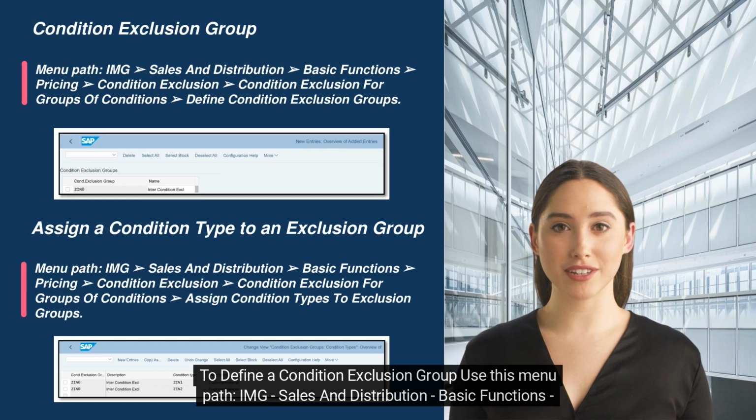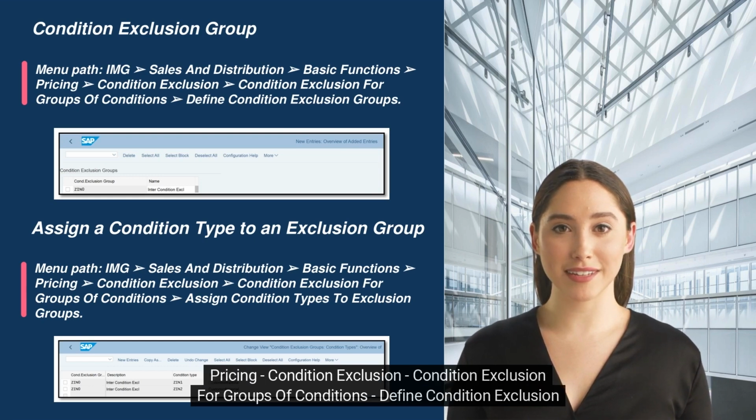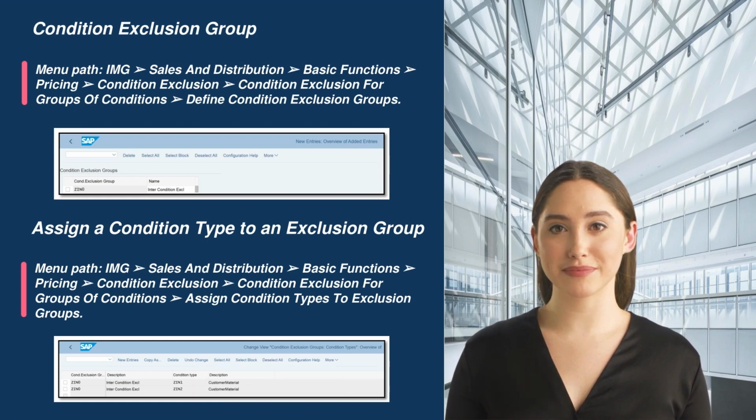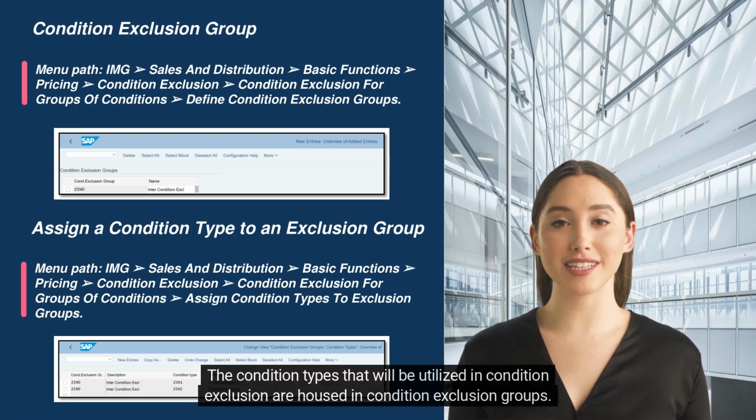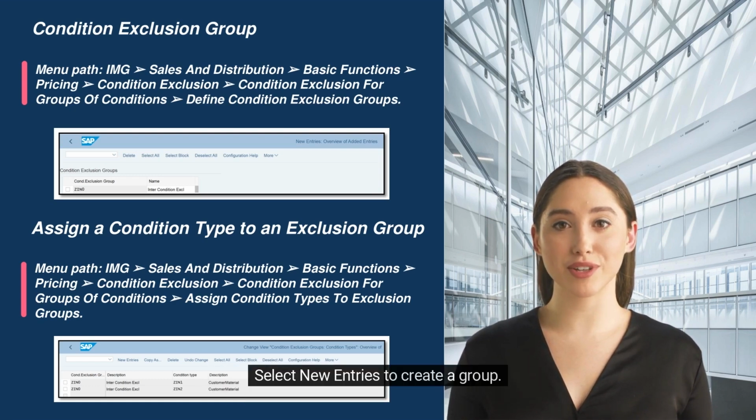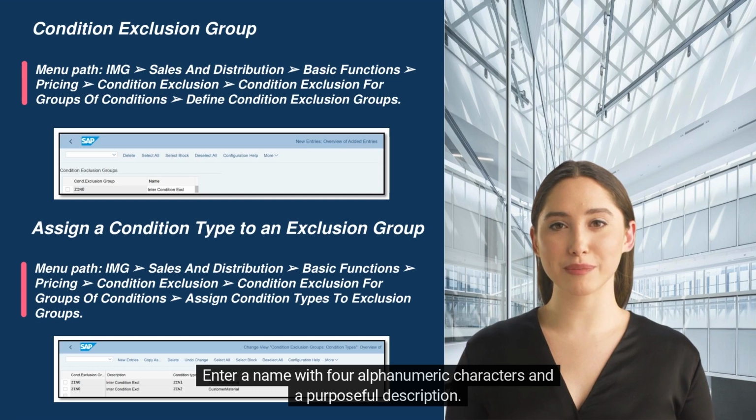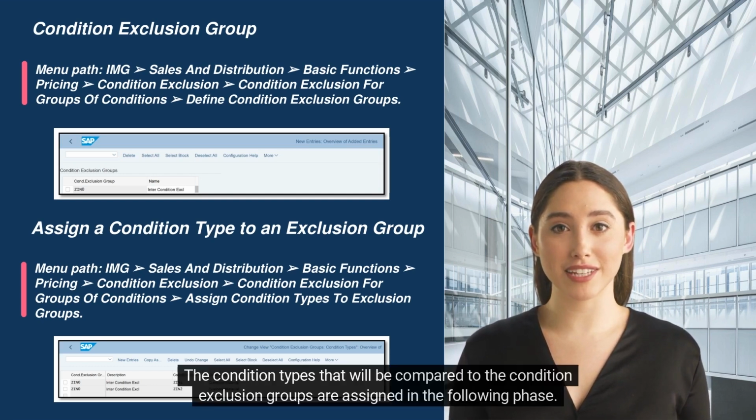To define a condition exclusion group, use this menu path: IMG, Sales and Distribution, Basic Functions, Pricing, Condition Exclusion. Condition exclusion for groups of conditions. Define condition exclusion groups. The condition types that will be utilized in condition exclusion are housed in condition exclusion groups. Select new entries to create a group. Enter a name with 4 alphanumeric characters and a purposeful description. The condition types that will be compared to the condition exclusion groups are assigned in the following phase.